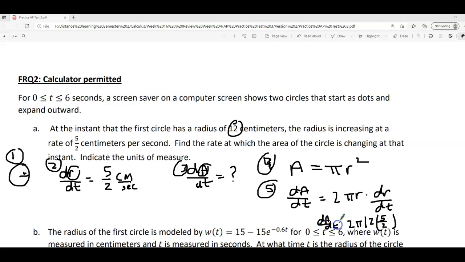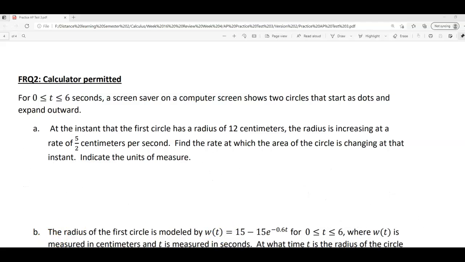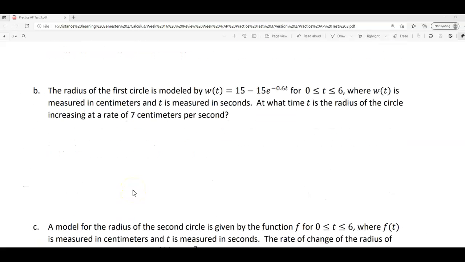Did they ask for the units here? Let's see. Find the rate of... indicate the units of measure. Yes. So we're finding the rate of change of area, and we're dealing with centimeters and seconds here. So area is going to be in square centimeters because it's area. And it's per second since we're doing this over time. You could simplify this if you wanted to. I'm just going to leave it like this, though. All right, let's go ahead and move on to part B here.